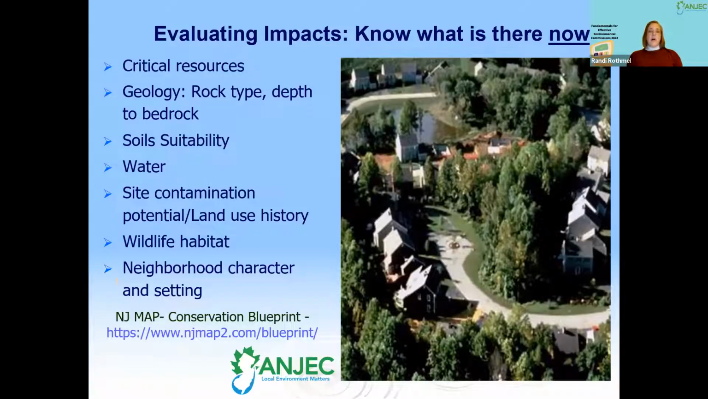But you don't know what the impacts are unless you actually know what is on the site itself currently. And this is where your environmental resource inventory comes in, because all of this information should be included in the mapping of your environmental resource inventory. So that's why it's really important to have one of these, so you can actually know what's there and what might be impacted from the development.